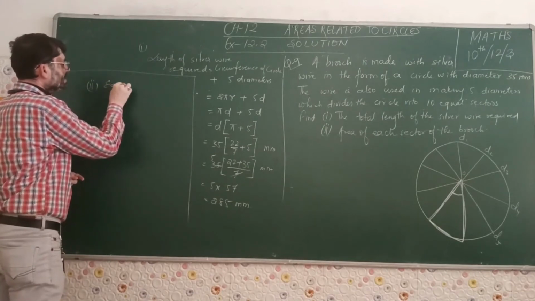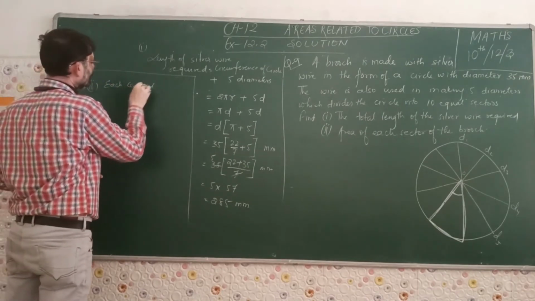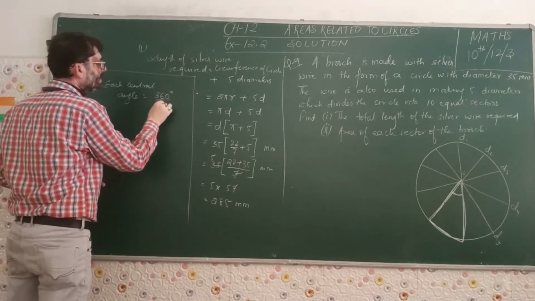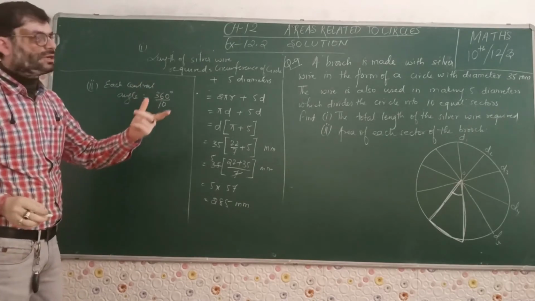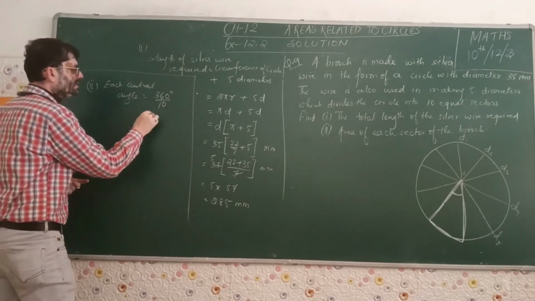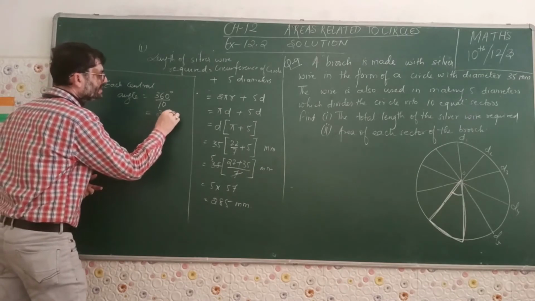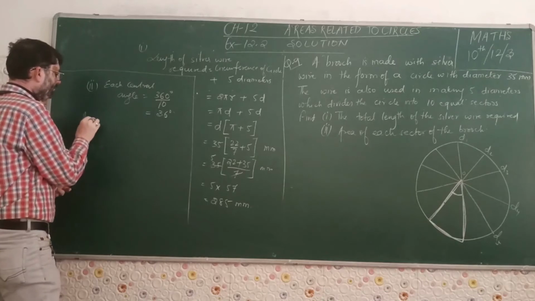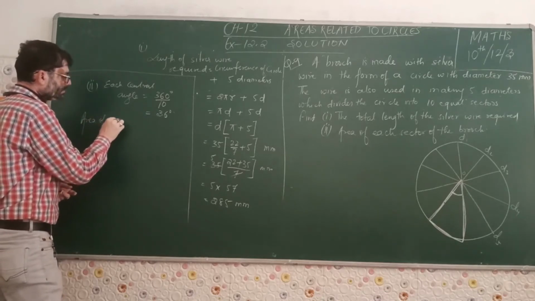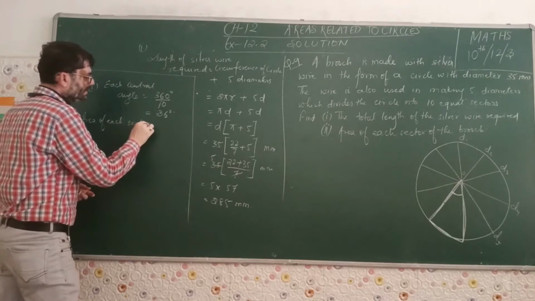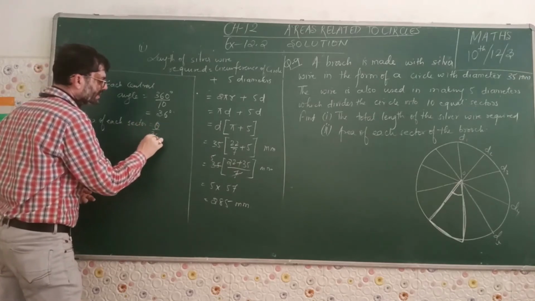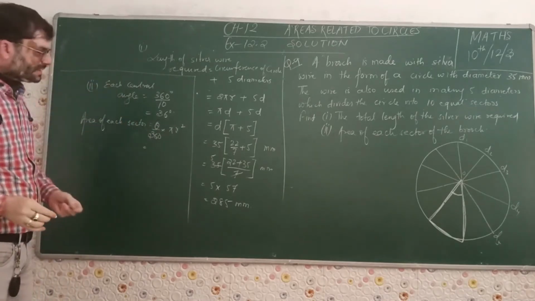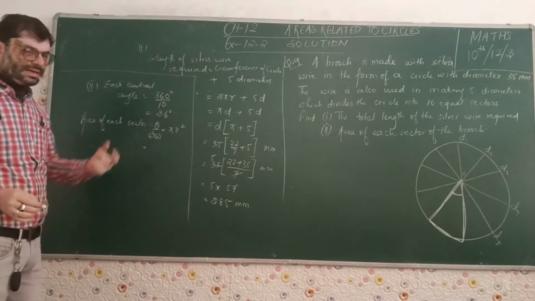So each central angle is equal to 360 degrees by 10, because the total circle was divided into 10 equal sectors. So each central angle is 36 degrees. Now we can find the area very easily. The area of each sector is given by theta by 360 into pi r squared, and theta is the central angle of the sector that we have calculated as 36 degrees.